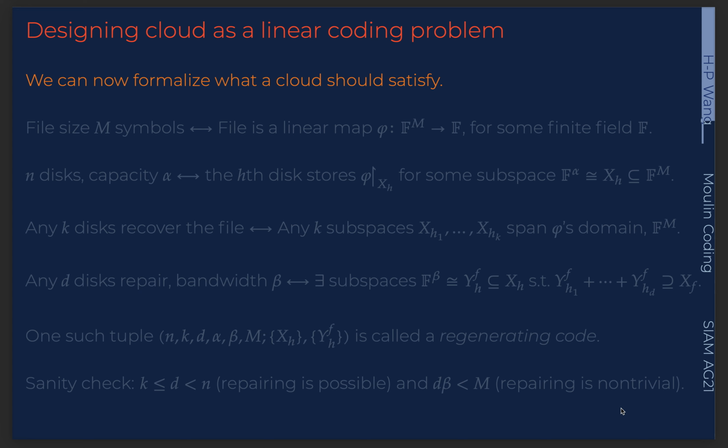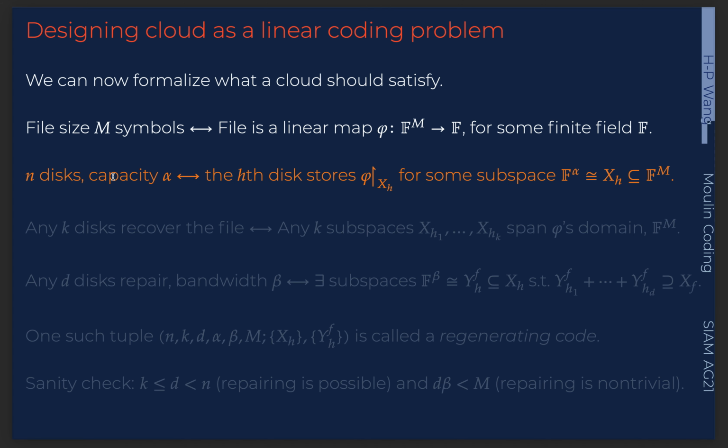So now, designing the cloud becomes a linear coding problem. We can formalize what a cloud should satisfy. The file size being m symbols means that the file is a linear map phi from F^m to F for some finite field F. The fact that there are n disks and each has capacity alpha means that the h-th disk stores the restriction of phi to X_h, where X_h is an alpha-dimensional subspace.